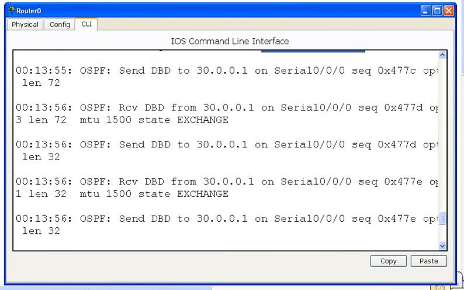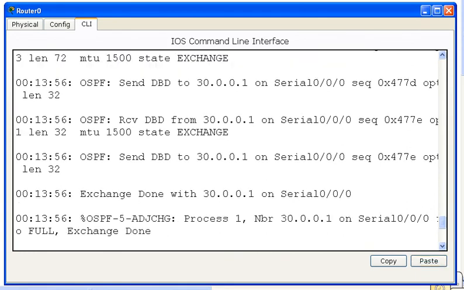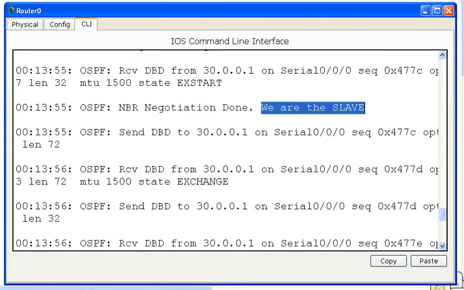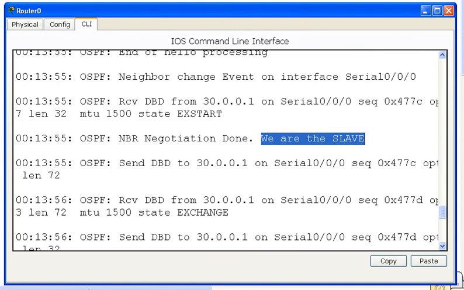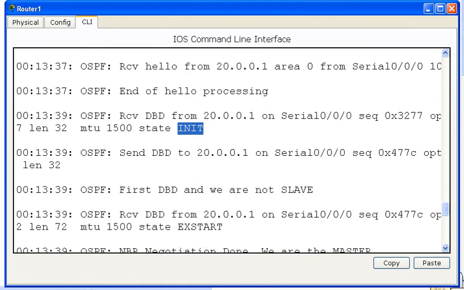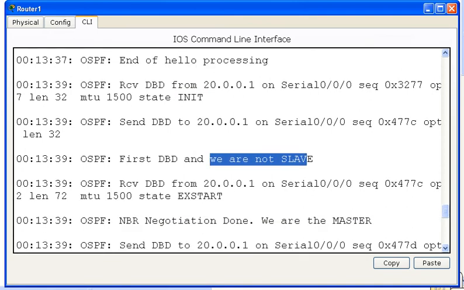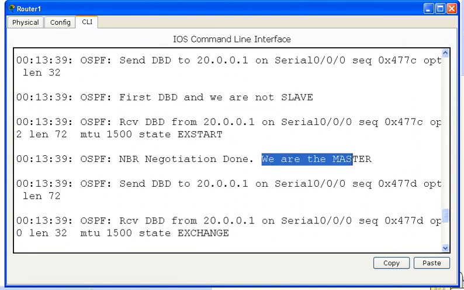Maybe hidden somewhere behind this. Actually, it will say we are not slave, we are masters. That word also will come. See, I will show in this router. This says we are, first it was saying we are not slave, but it says okay. This says we are master.